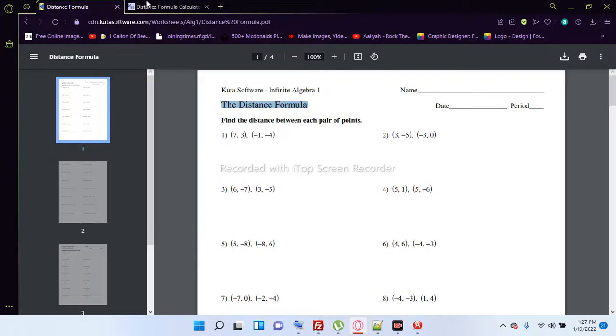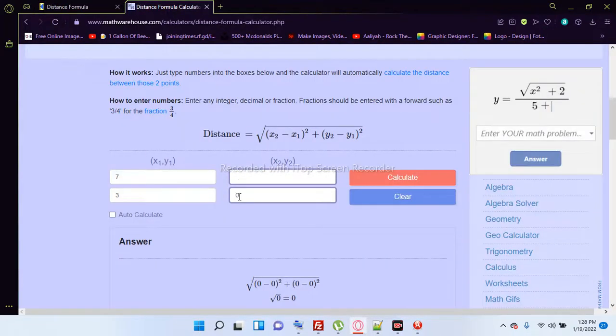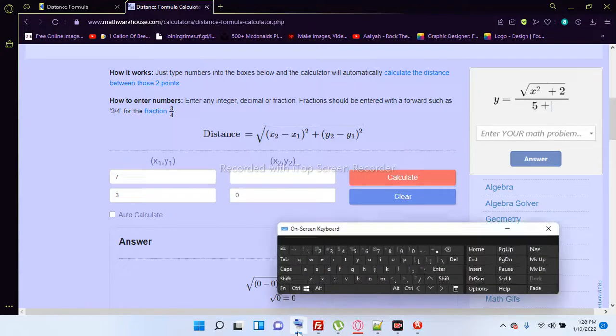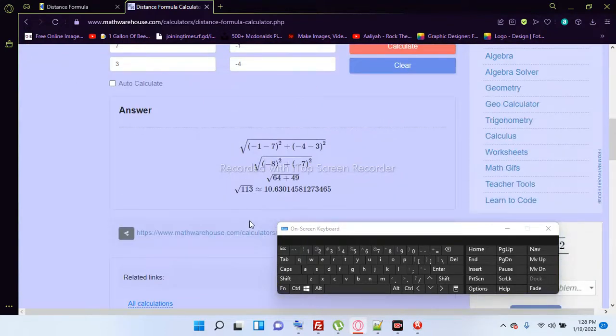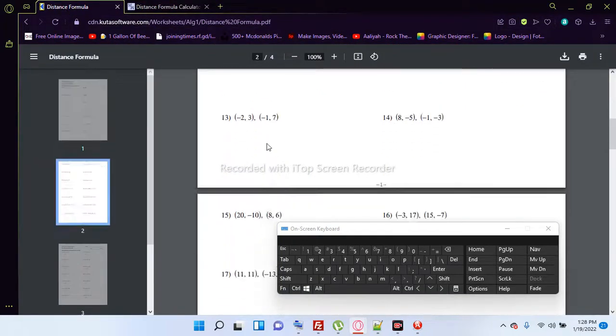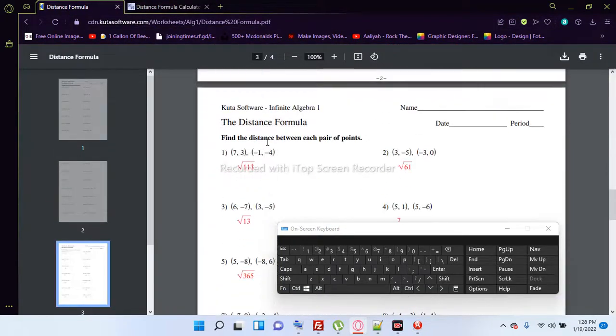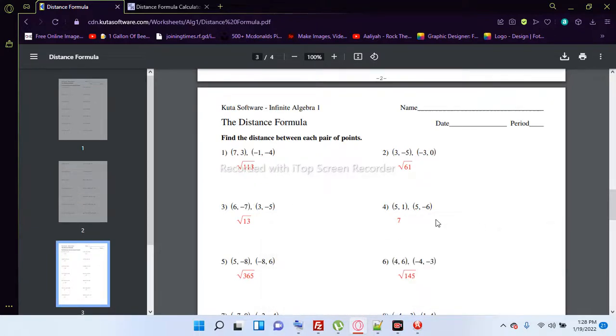And it was negative 1, negative 4. Okay? And what do you get? Negative 1, negative 4. Negative 1, backspace, negative 4. Calculate. And it's 113, right? 113. And what does it say for the answer? Radical 113, buddy. And looks like I got the answer again.